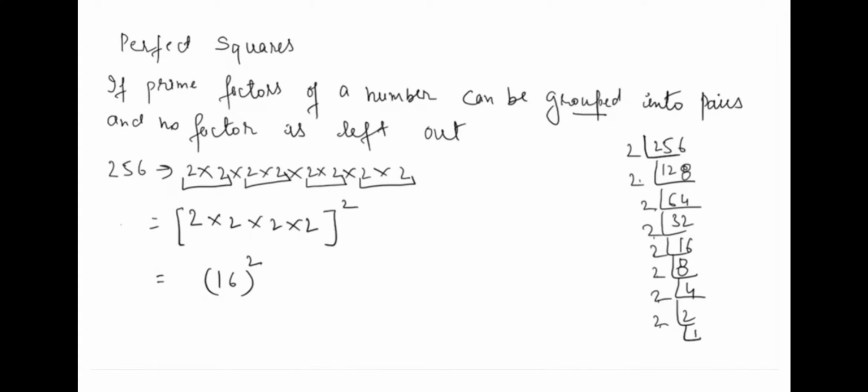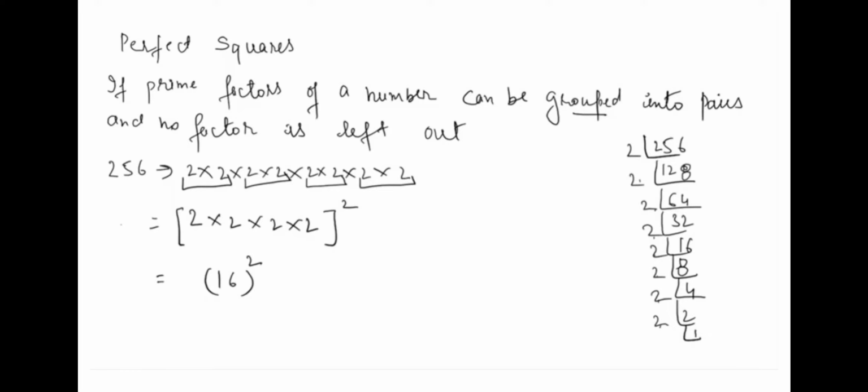Next, the important term, perfect square. What is a perfect square number? If prime factors of a number, very important this is, students, we get questions, find perfect square numbers. So the definition is very important. If you understand the definition, then you can solve the question properly.